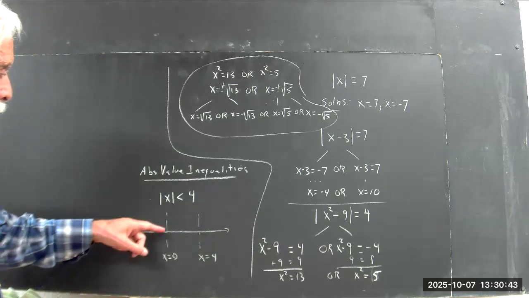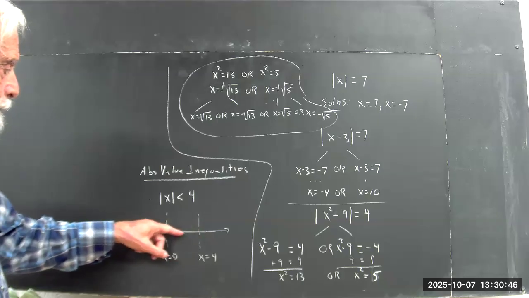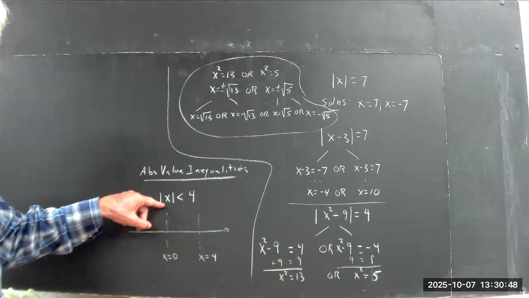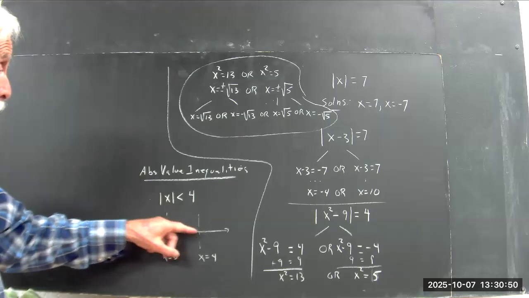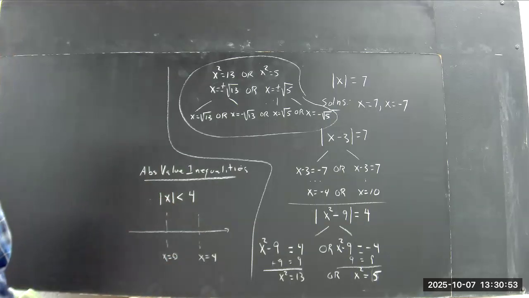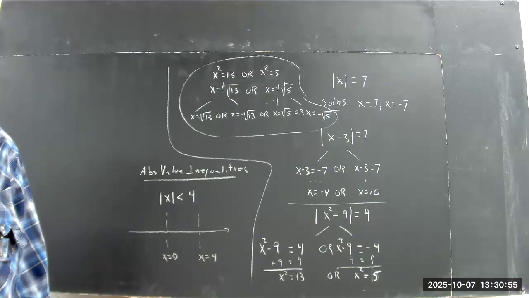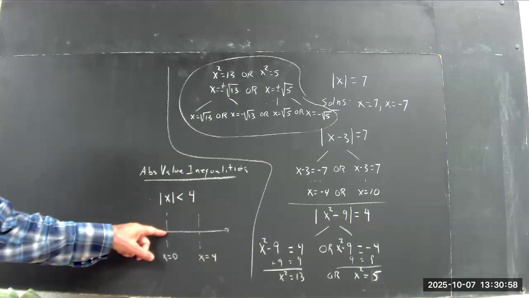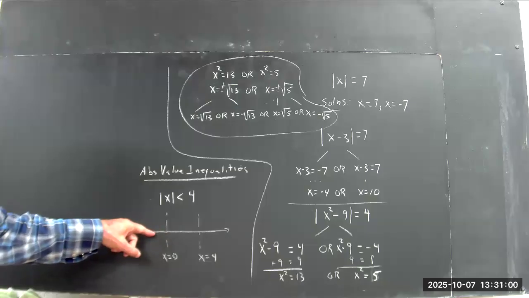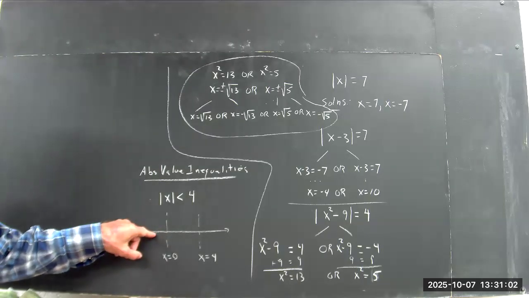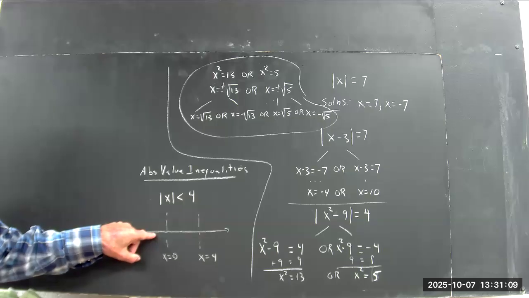It should be clear that everything between here and here is part of your solution set. Any number between 0 and 4 is going to have an absolute value less than 4, right? Okay. Now, if we go into negative numbers, we go to -1. Is the absolute value of -1 less than 4? Give thumbs up if it is, thumbs down if it isn't. -1. What's the absolute value of -1? It's 1. Is that less than 4? 1 is less than 4.